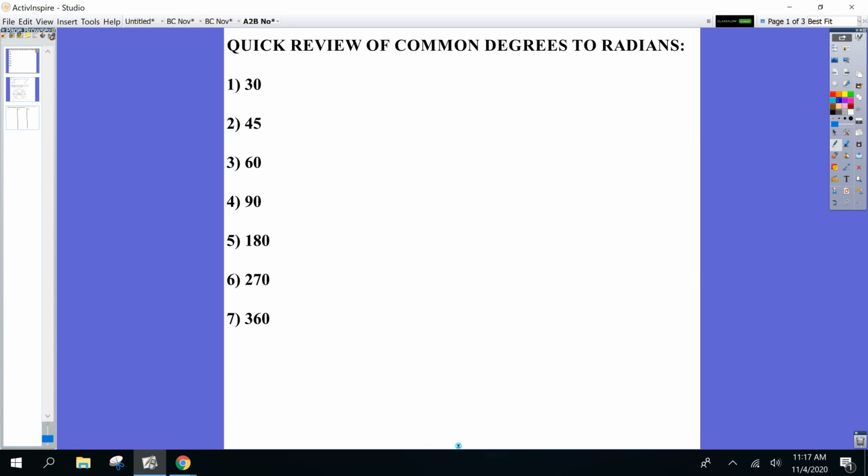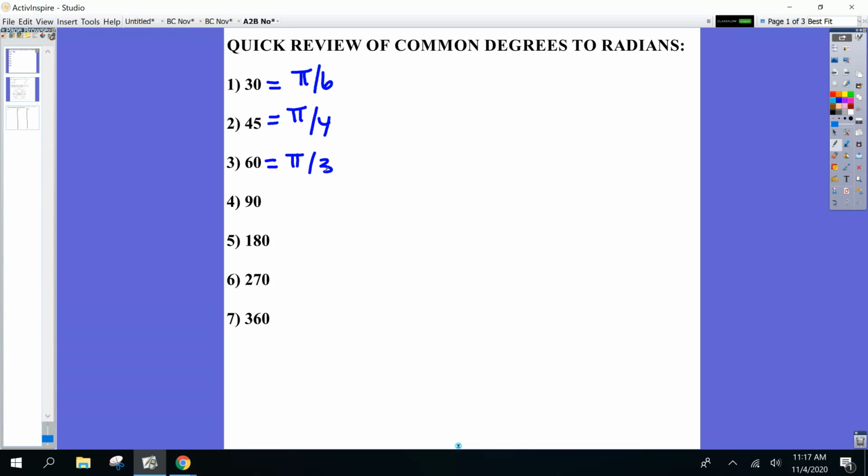30 degrees. Anybody remember 30 degrees in radians? Pi over 6. Pi over 6. And I know I got more than Caroline here today, so everyone just chime in. Anybody remember 45? Pi over 4. Good. How about 60? Pi over 3. Those are the big 3 right there.